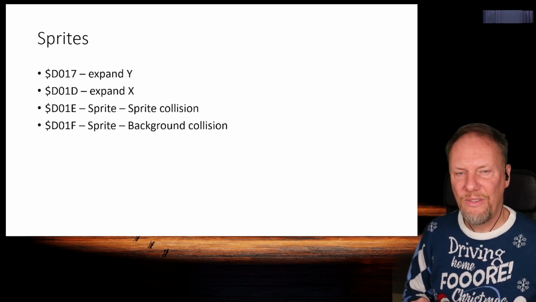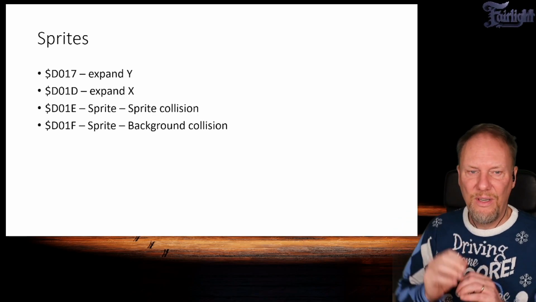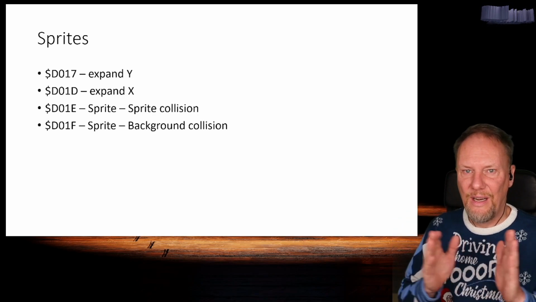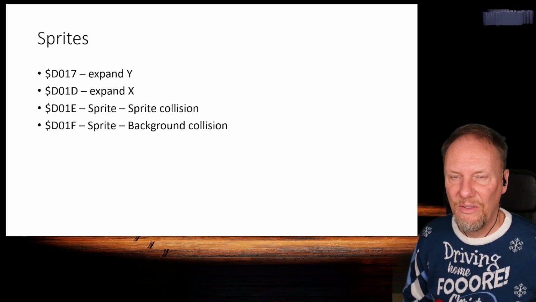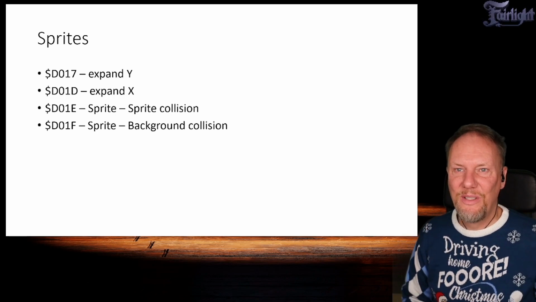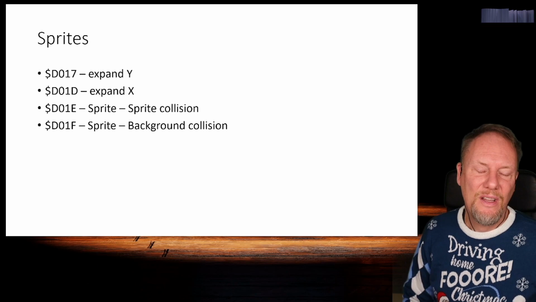Okay, so D017 is expanding the sprite in Y direction and D01D in X direction. And why don't they put all the registers related to sprites next to each other? They didn't, so just live with it.